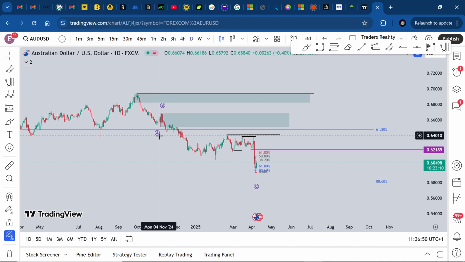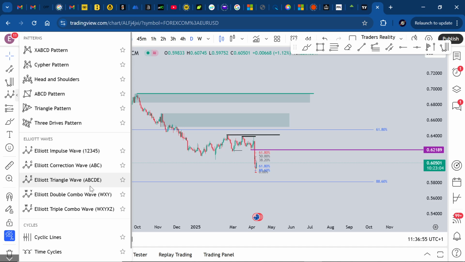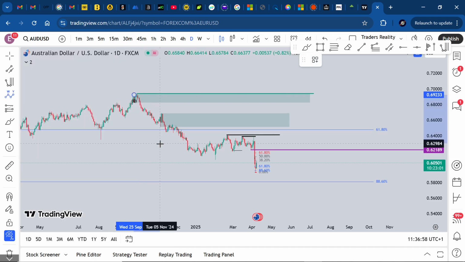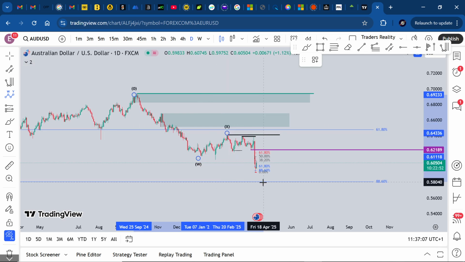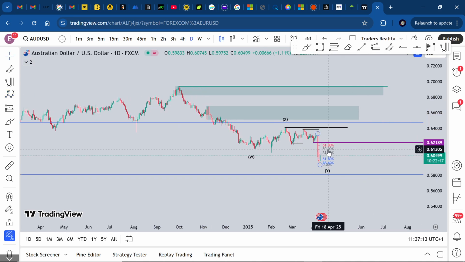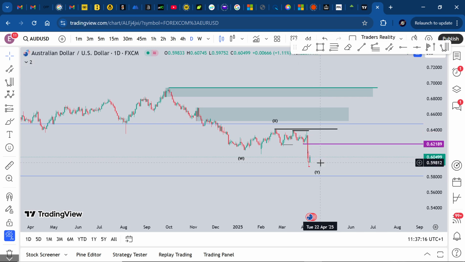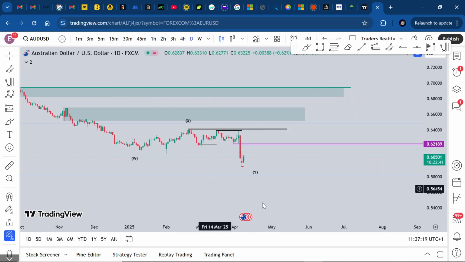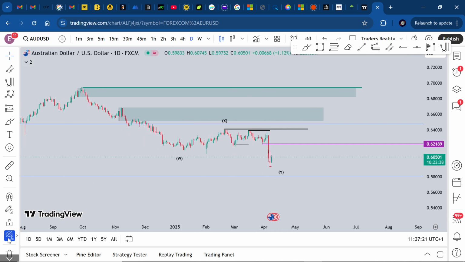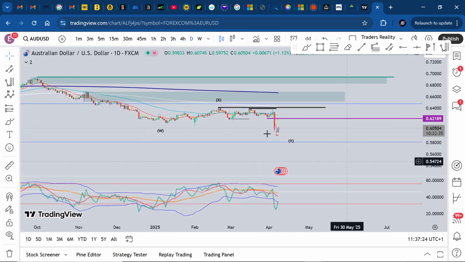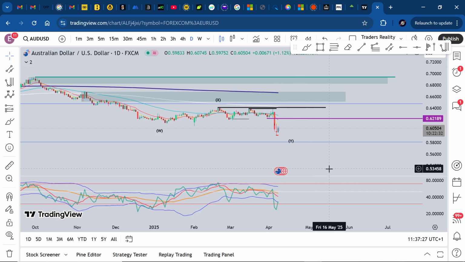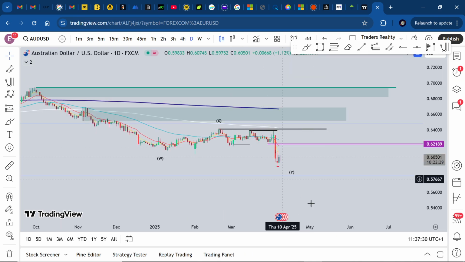To me, this is likely to count. We've got 5, 3, 5, W, A, B, C, X, looking for Y. Hopefully that stays above the 0.886. We go into these waves here. Actually, let me just check the TDI. Where are we? Oversold, looking to come up. Looks good.